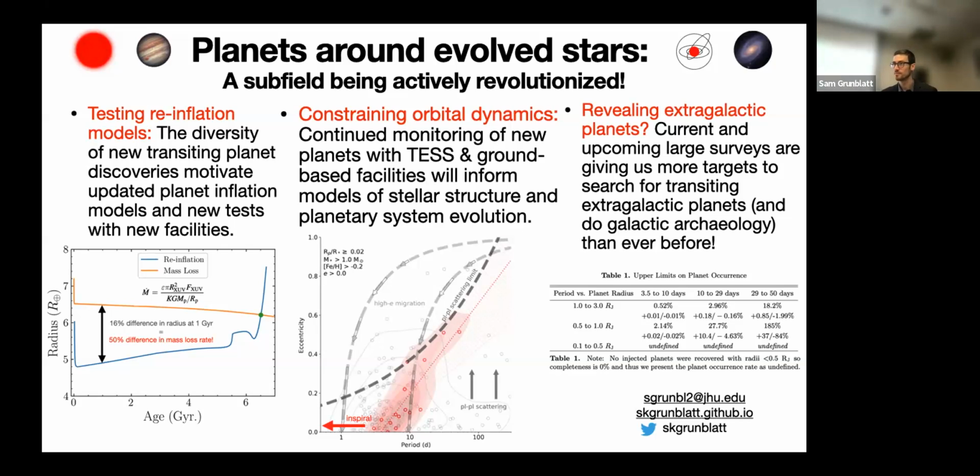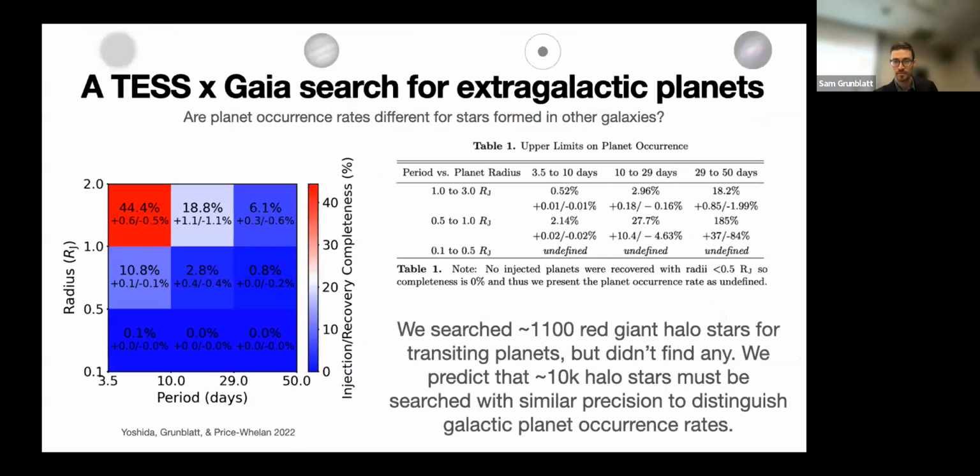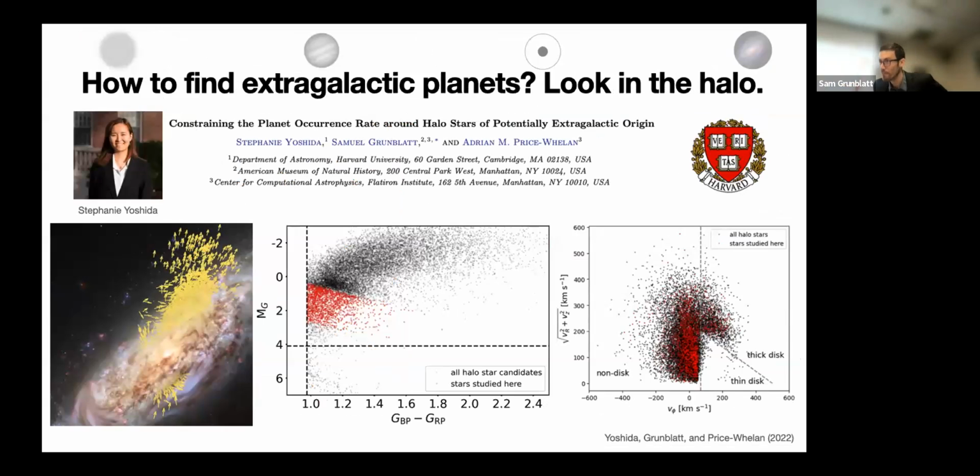A question on the kinematic selections. Because kinematics have a really wide dispersion, there's always going to be some kind of combination. We would have a way of following up on the population, if you find something. Yeah, so that's a good question.